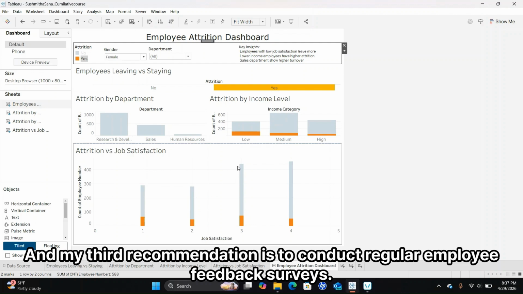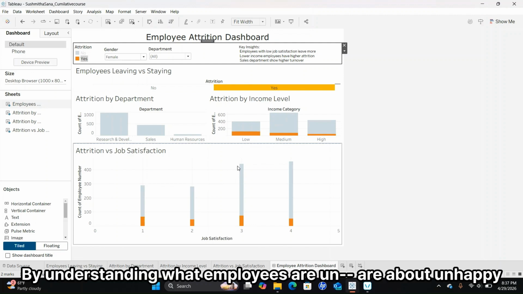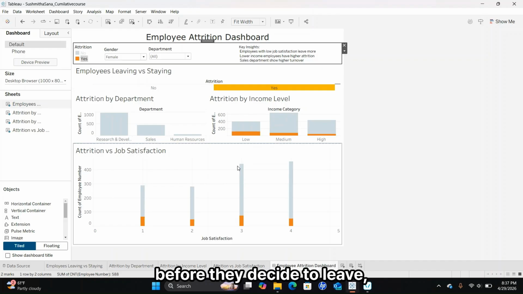And my third recommendation is to conduct regular employee feedback surveys. By understanding what employees are unhappy about before they decide to leave, the company can take early action to fix those issues.